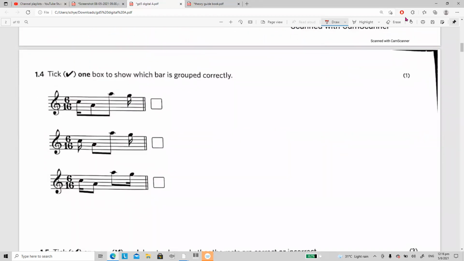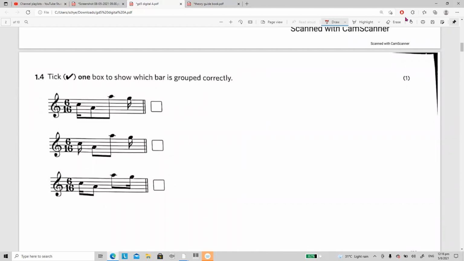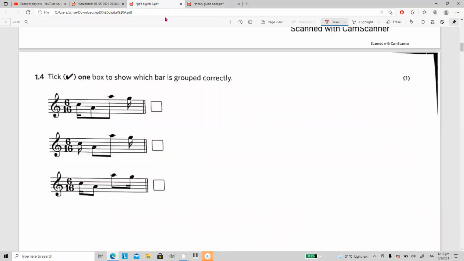Next one. Tick 1 box to show which bar is grouped correctly. So the first one is 6/16. If you look at this chart, you know that 6/16 is 1, 2, 3, 4, 5, 6, just like 6/8. It's just that 6/8 is 6 quavers. The 16 down here represents semiquaver. So 6/16 is 6 semiquavers. The first half has 3 semiquavers and the second half also has 3 semiquavers. So 6/16 should have 3 semiquavers in the first half and 3 in the second half.